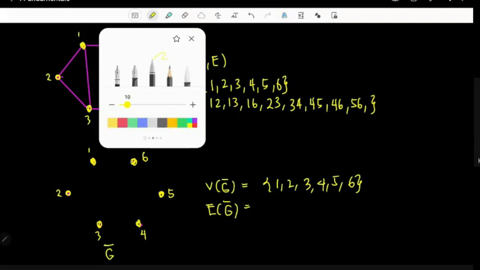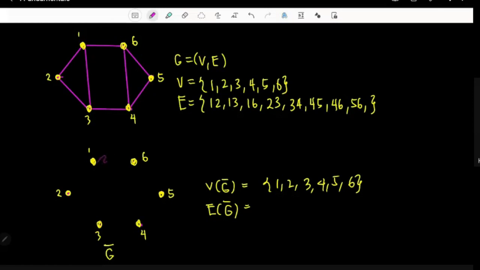Wait lang. Let me just change the color of the pen. Alright, 1, 5 is an edge. 1, 4 is also an edge, right? How about 1, 2? Is this an edge in the complement? Hindi po. 1, 3? Hindi po. So, okay na tayo sa 1.